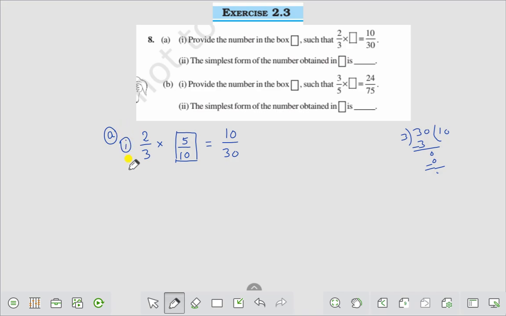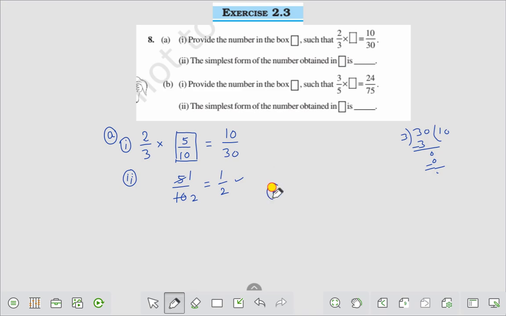And in question number 2, what you find? The simplest form of the number obtained in box is. In box we have got the number 5 by 10. Therefore change it into lowest term. Lowest term is 5 1s are 5, 5 2s are 10. Therefore the simplest form is 1 by 2. The simplest form of the number obtained in box is 1 by 2. That is the answer. Now question number B.